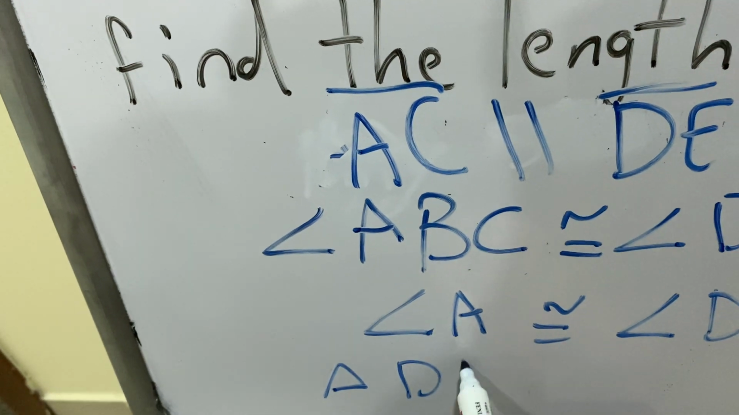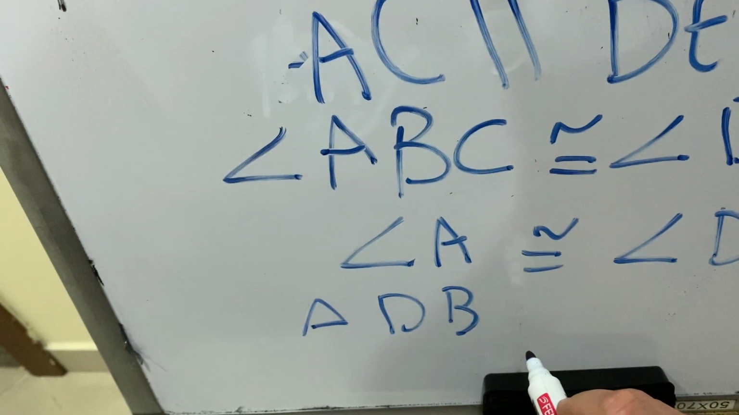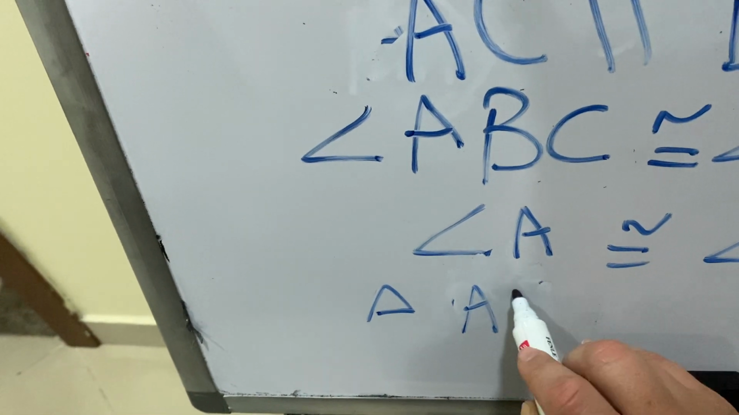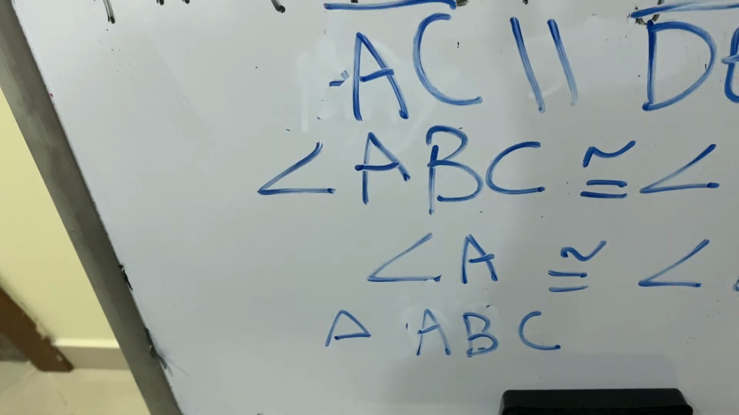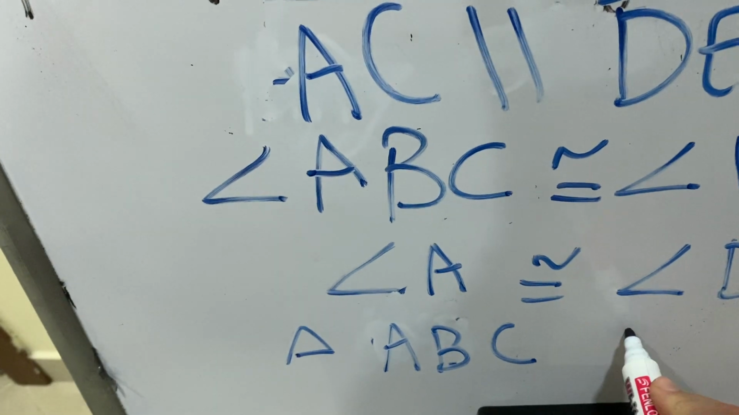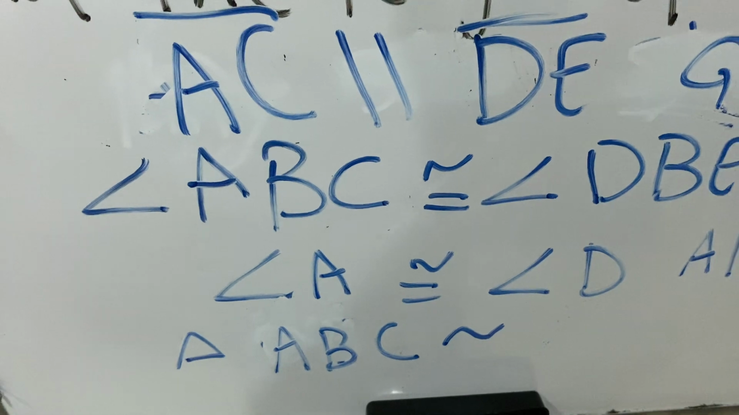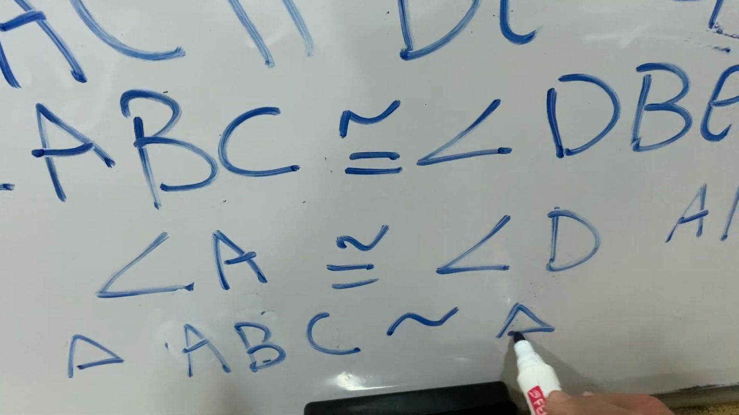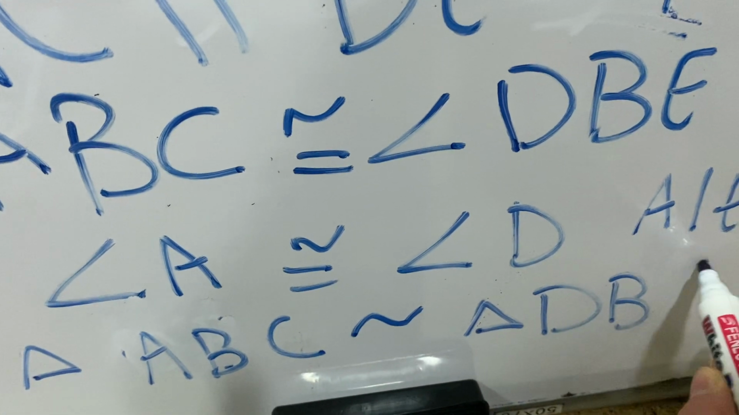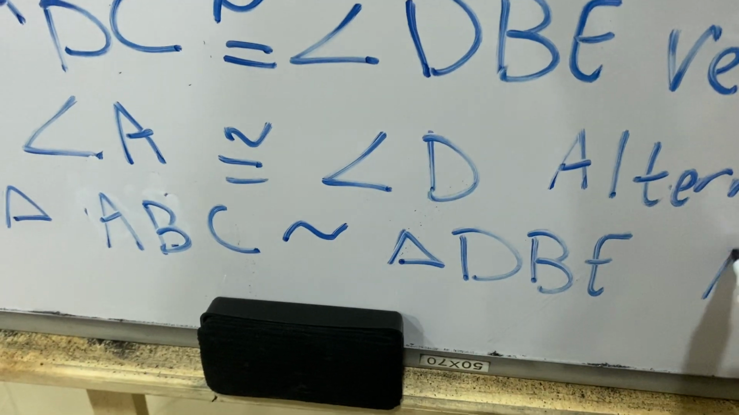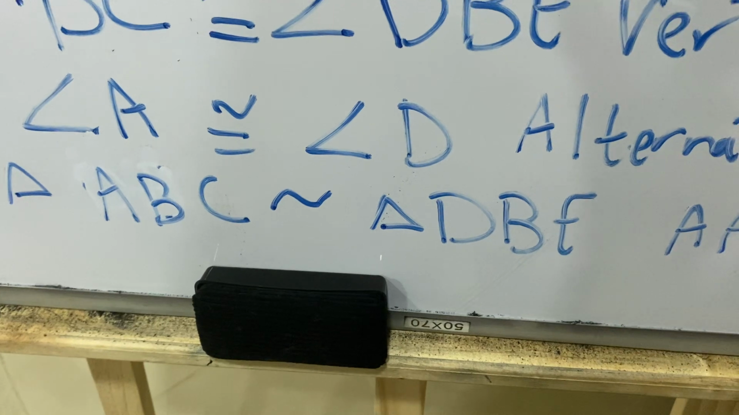Triangle DB. Or let's start from ABC. Triangle ABC. Okay, we can start with B anyway. Is similar. This is the sign of similar, and this is called the similarity statement. It's similar to triangle DBE. Okay, what is the reason here? Angle, similarity.